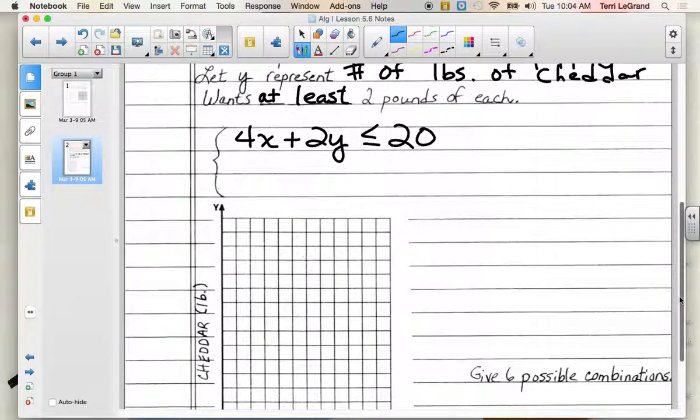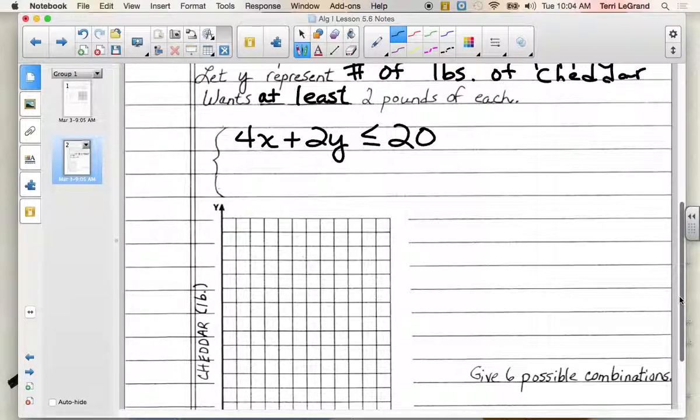But there's also a couple of other restrictions. She said she wants to have how much for sure? 2 pounds of each, right? Okay, so what could we do? We're going to have 2 more inequalities then. One of them is going to be our pepper jack. What would the pepper jack, having at least 2 pounds of pepper jack cheese, look like as an inequality?